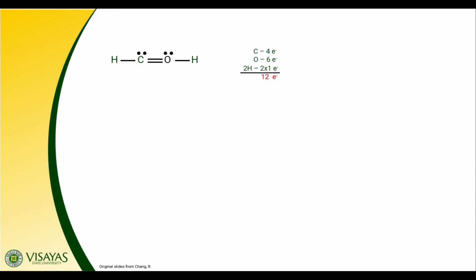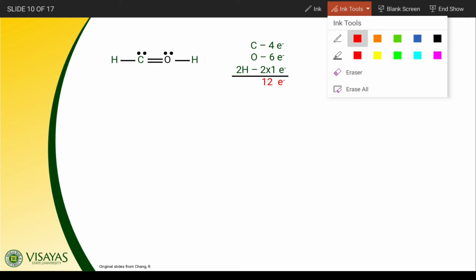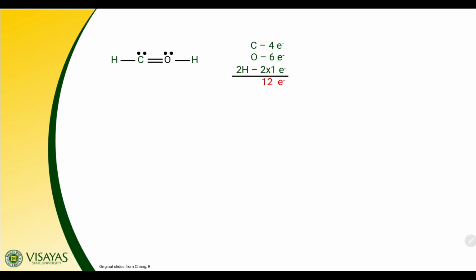For carbon, its valence electron is 4 again. For oxygen, the valence electron is 6. For hydrogen, its valence electron is 1. Since there are 2 hydrogens here, we have 2 times 1, so our computed total valence electrons for this structure is 12. Now, how many electrons are there in this structure?